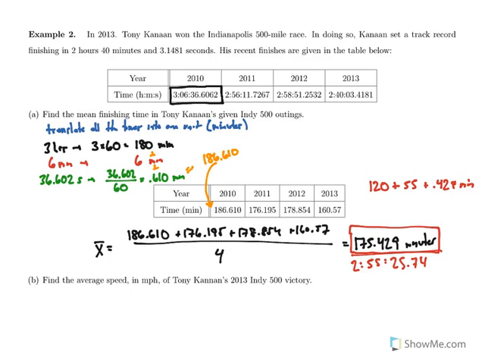All right, then let's find the average speed in miles per hour of Tony Kanaan's 2013 Indy 500 victory. So we're just looking at now the 160.57 minutes. And we know that this is the time in minutes. And we know that the distance that we are traveling here is 500 miles.